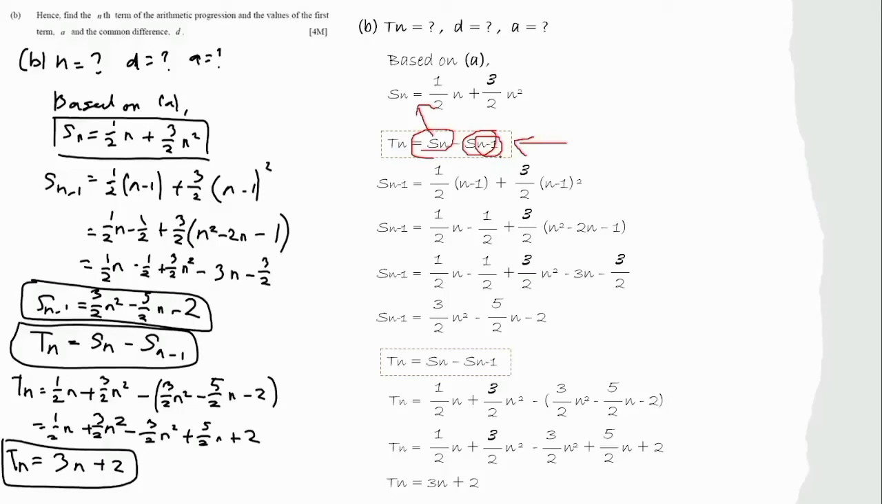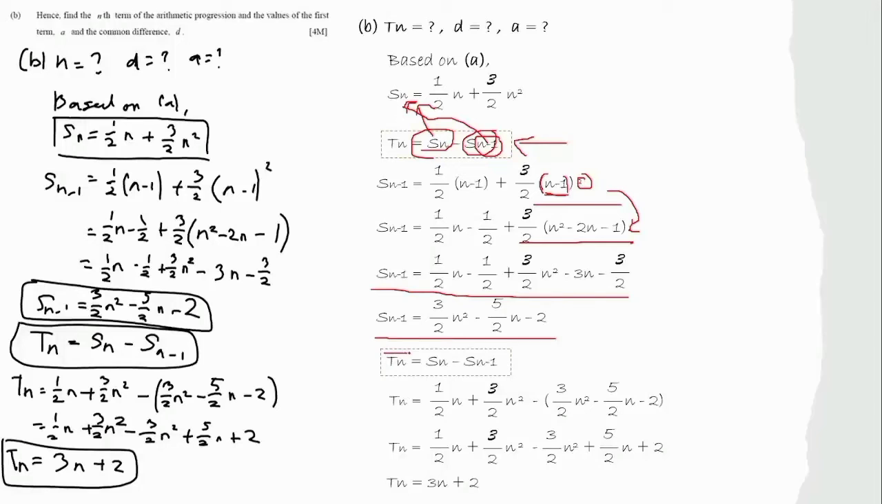To find Sn minus 1, substitute n minus 1 into this equation, and we get Sn minus 1 equal to 1/2 multiplied by (n minus 1) plus 3/2 (n minus 1) squared. Here, this is squared for the value in the bracket. We have to solve this first, and we get n squared minus 2n plus 1. So we solve this, and we get 3/2 n squared minus 3n plus 3/2. And we simplify this, we get Sn minus 1 equal to 3/2 n squared minus 5/2 n plus 2.